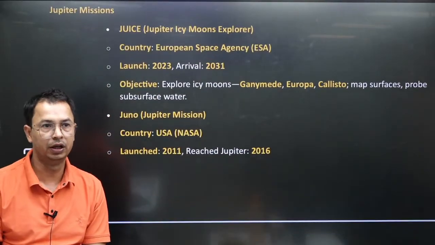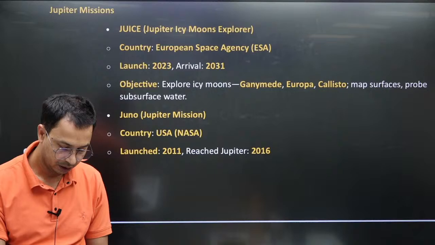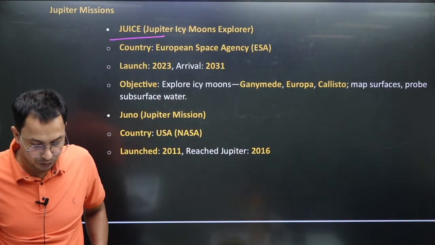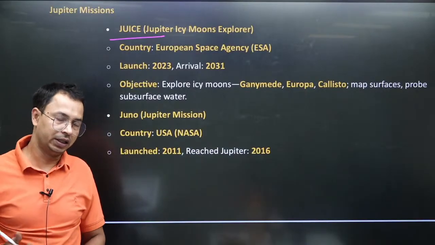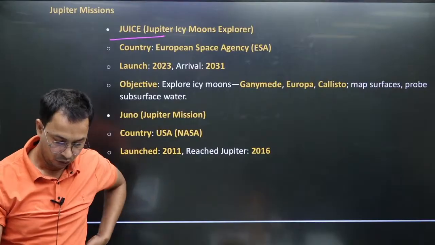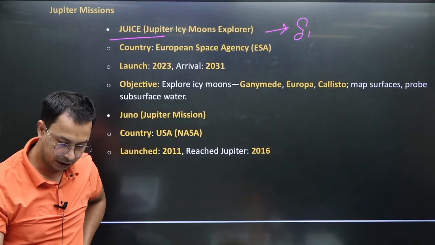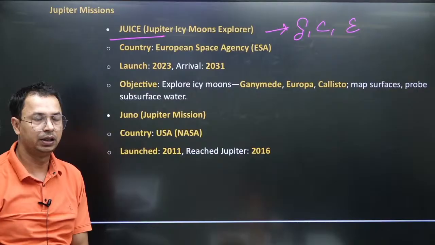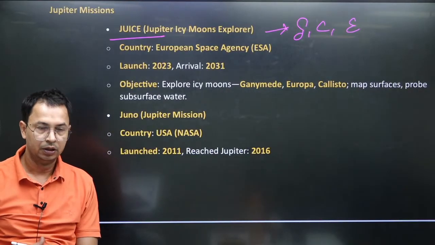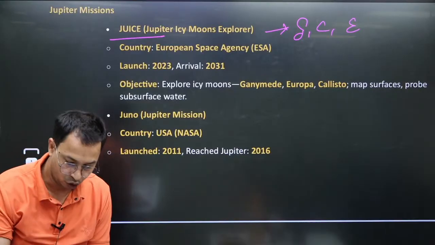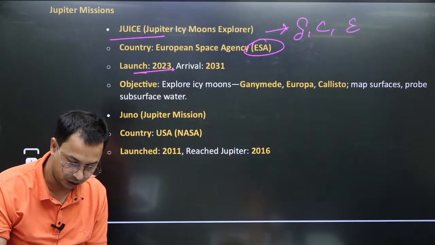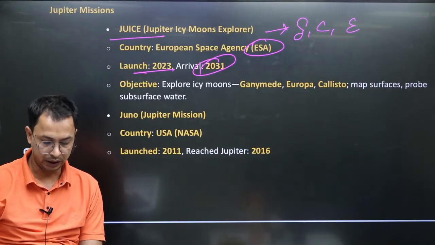Then some missions for Jupiter. JUICE, Jupiter Icy Moons Explorer. The JUICE mission will study 3 icy moons of Jupiter. One is Ganymede, another is Callisto, third is Europa. These 3 will be studied by the JUICE mission, and the JUICE mission was launched by the European Space Agency in 2023, and it will reach Jupiter's moons in 2031.